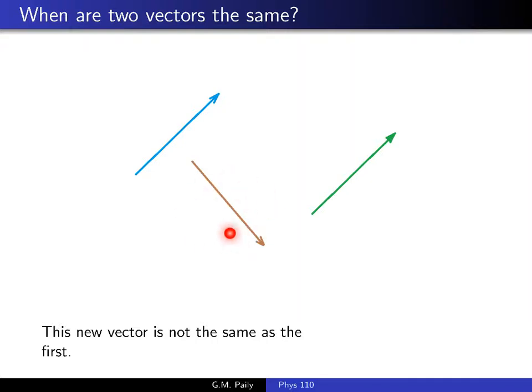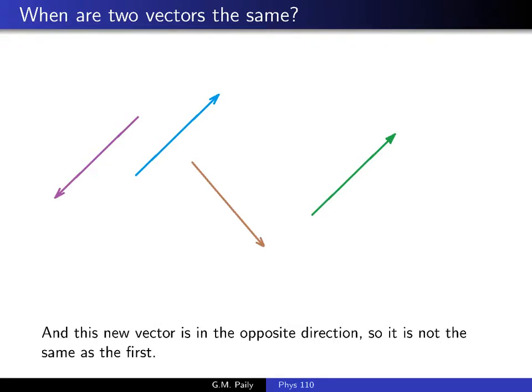This new vector is not the same. Okay, if we compare this new vector with the first one, we notice that they both point to the right, but the original one pointed right and up, whereas the new one points right and down. So it is clearly not pointing in the same direction. It has the same magnitude, it has the same length, but it is not the same vector.